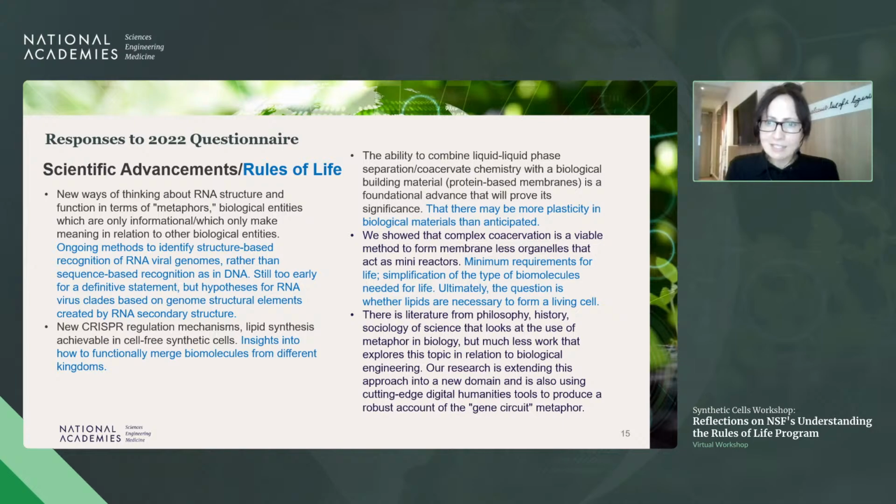Another team worked on coacervates, and they were investigating the mechanisms for formation of membraneless organelles. And you can read through those slides now.